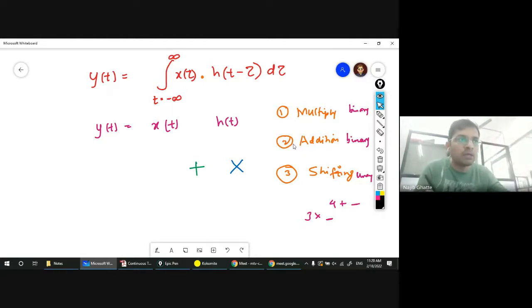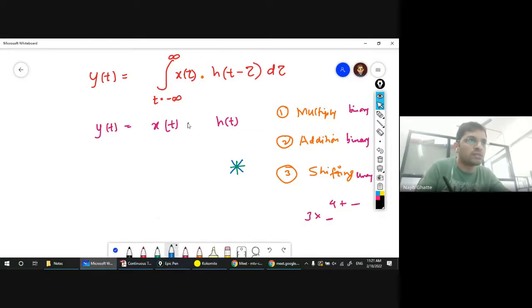So the final notation can be of this kind. The final notation will be of this kind. This is my final notation. Understood how I write the final notation? This star in between indicates convolution. And convolution involves multiplication, addition, and shifting. Okay, understood, sir? What is convolution? That's what you understood, sir.